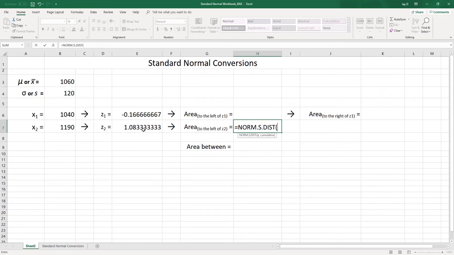So first thing it's asking for is the z-value, comma, and now it's asking me whether or not I want that to be cumulative. And the answer to that is yes. Unlike the binomial distribution, this one, the standard normal distribution function, it will always be true that we want the cumulative value. And I close parenthesis and I press enter. Let me go back to the diagram.